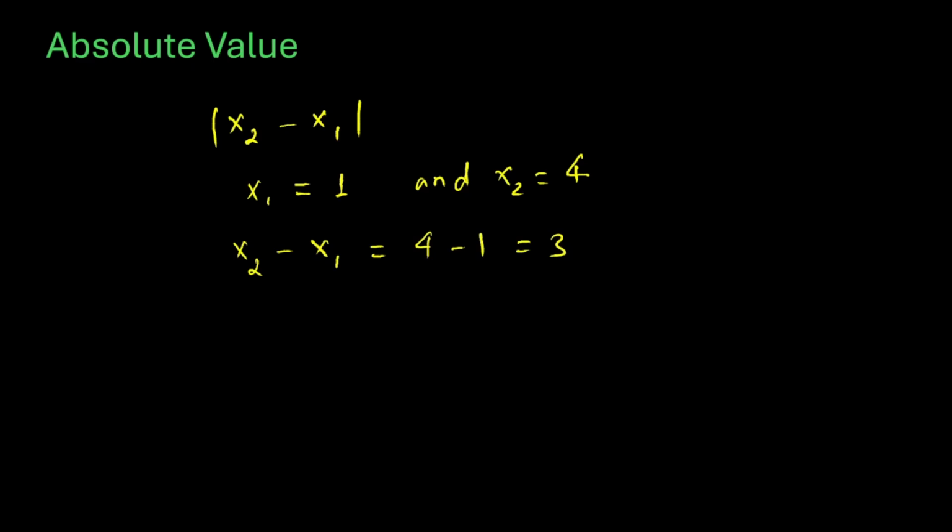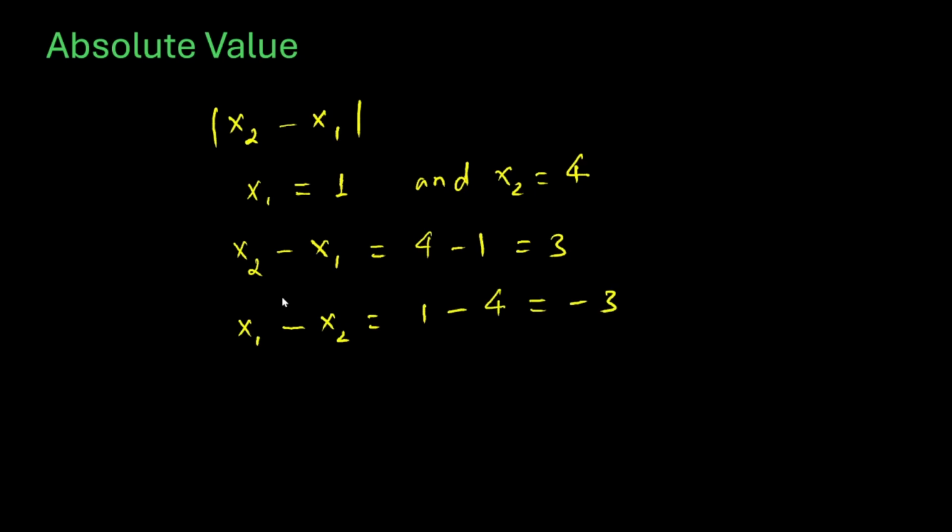We have written x2 minus x1 and our x1 was 1 and x2 was 4. So if we subtract x2 minus x1, we get 4 minus 1, which is 3. So this is a positive number. Now suppose somebody subtracts x1 minus x2. So x1 is 1 minus 4. So we get negative 3.